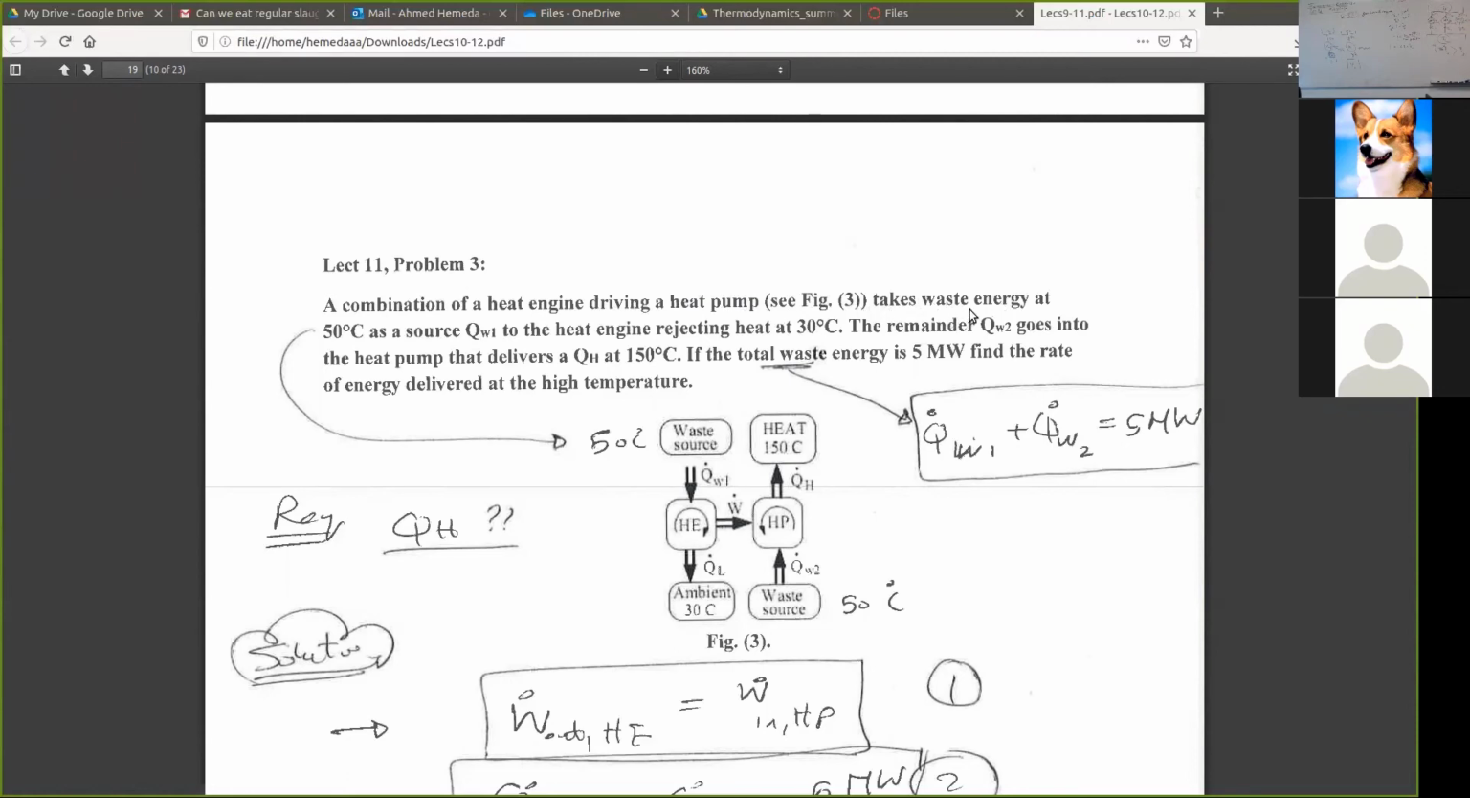Both of them take waste energy at 50 Celsius. Here, 50 Celsius, here is 50 Celsius. So for this one, T high was 50 Celsius. Here, T low was 50 Celsius. So T high was 50 Celsius here, and T low was 50 Celsius there. Okay, guys?